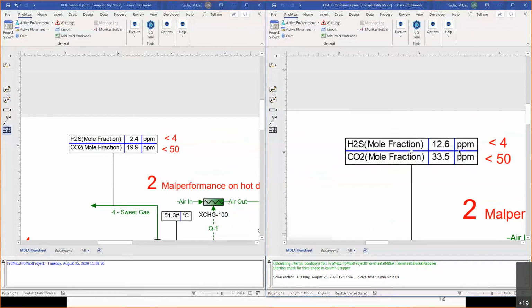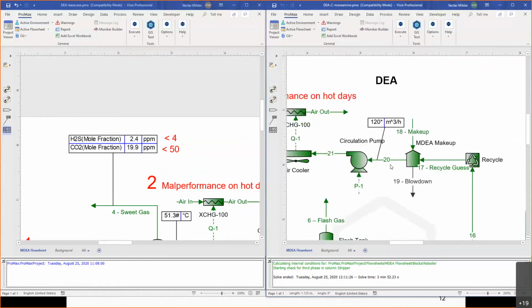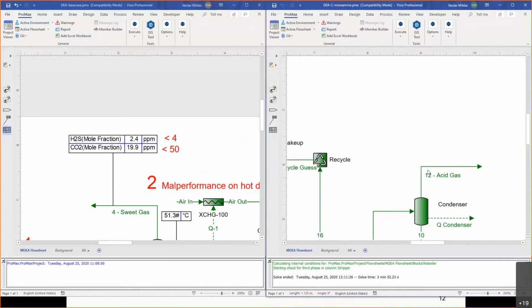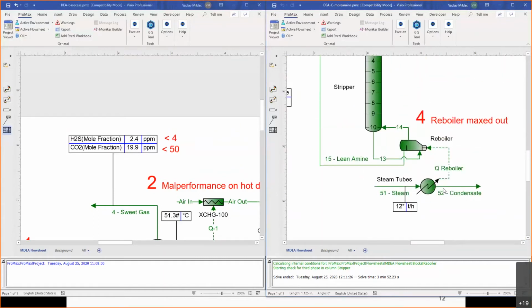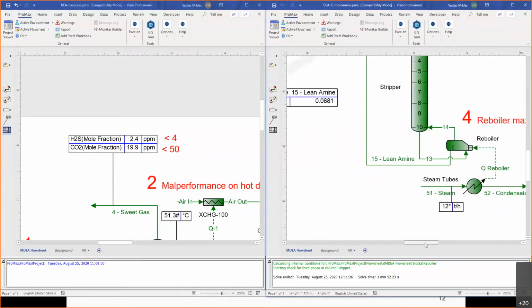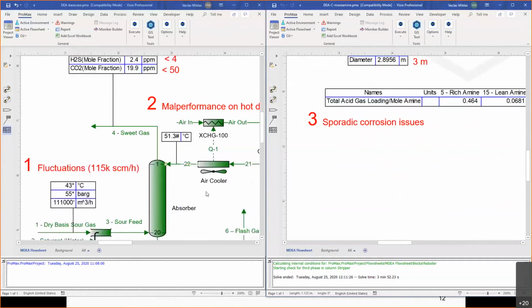So once we increased the circulation rate with the fixed reboiler duty, which is the maximum we can get through the reboiler, we are not able to regenerate as well as before, which means that the H2S absorption, which is limited by the purity, is getting significantly worse.